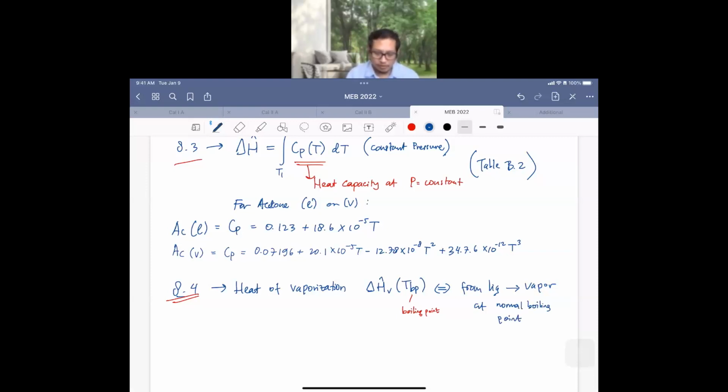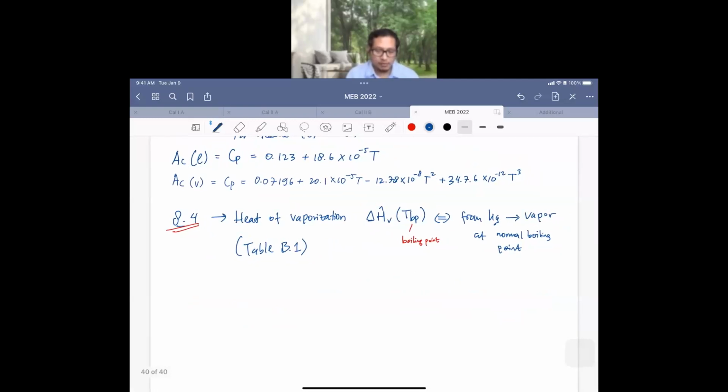You will need to look at table B1. If you look at acetone in table B1, the boiling point is 56 degrees Celsius, and the heat of vaporization is 30.2 kilojoules per mole. After we get all these deltas, we can construct the hypothetical process path.